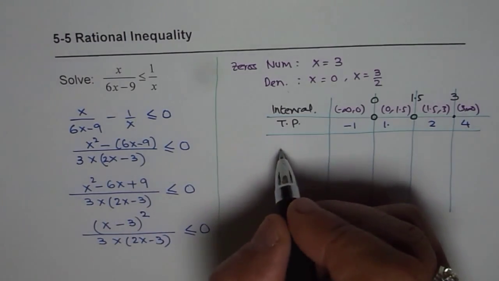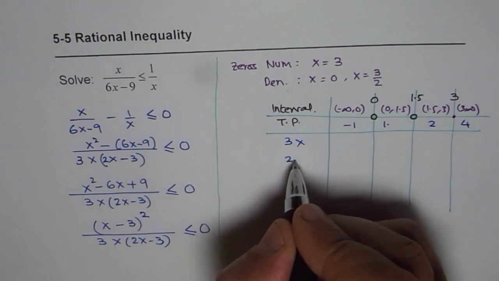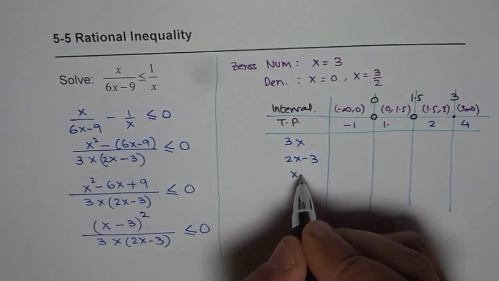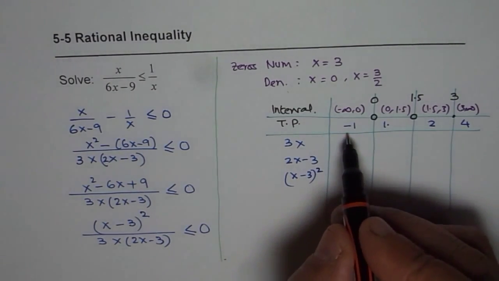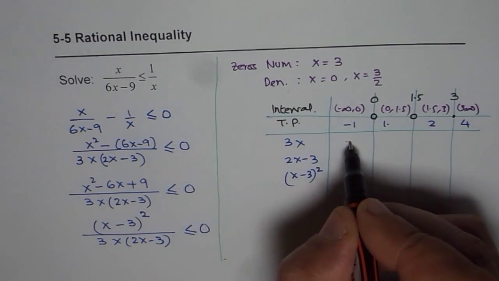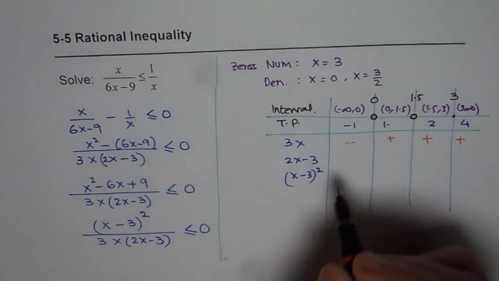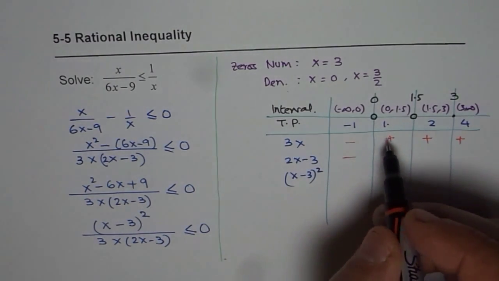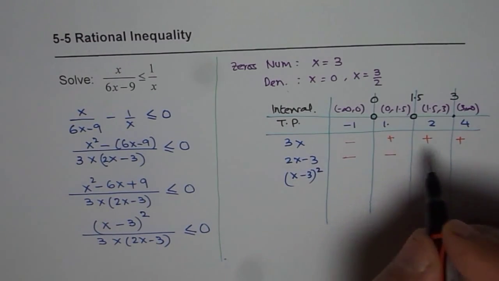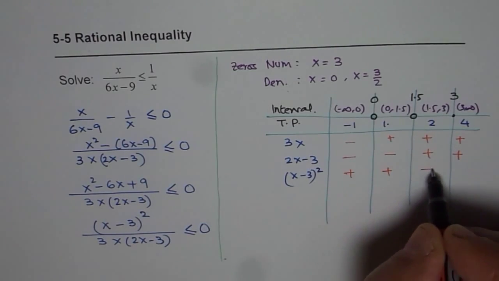Let's analyze the factors. The first one is 3x, let us say. The other one is 2x minus 3. And then we have x minus 3 whole square. So take it as a square. Now let's write down the signs at these test points. Minus will mean negative for 3x. 1 will give me a positive. So these are positive for 3x. For 2x minus 3, if I write x as minus, we get negative. If I write 1, even then we get negative. If I write 2, then we get positive values. And the square will always be positive, right?